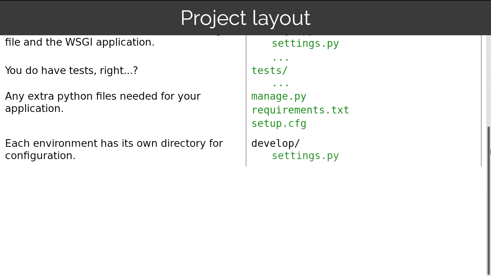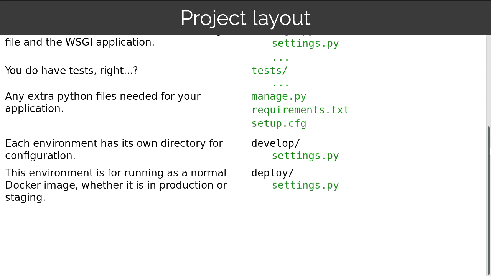I like to have a separate directory per deployment environment. So you'll have a develop directory and a production directory. You could have a stage directory as well if you want, and that just keeps all of the files specific to that environment in one location. Easy to tell what's what in that case. So develop has a settings file, deploy has a settings file. If you needed any extra configuration, whack it in there as well.